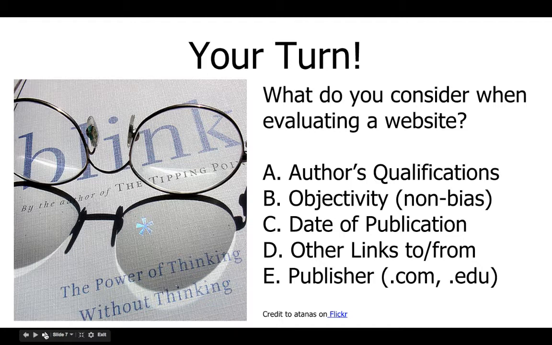So let's kind of shift gears here and look at this. What do you consider when you evaluate a website? Do you consider the author's qualifications? How do you even know where the author is? Do you consider whether it's objective, whether it doesn't have any bias? Do you consider the date of publication? Or can you, and again, find a date? How about the other links to or other links from that particular website? Or the publisher? Do you consider that .com versus .edu, for example? Any of those click for you, because those do lead into the criteria that we'll be looking at in a second here with regards to evaluation of a website.